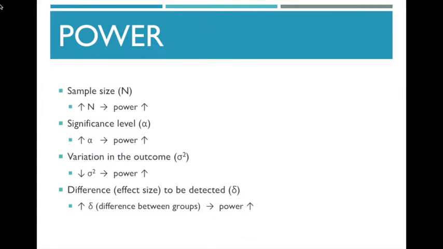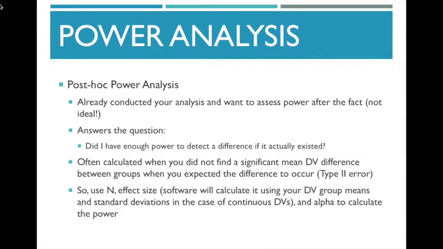Variation, which is also the standard deviation squared, in the outcome also has an effect on power. As variation between results decreases, power increases. Conversely, if multiple results have a high variation, the power will decrease. Power is also affected by how big the effect size is. An increased effect size leads to increased power.